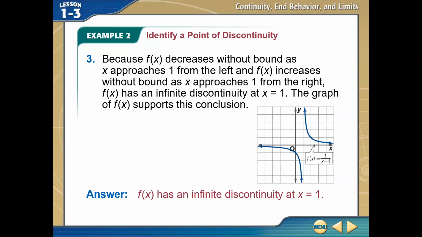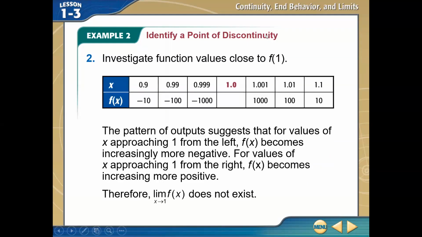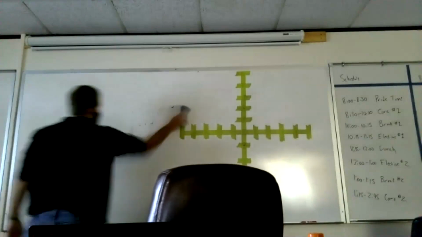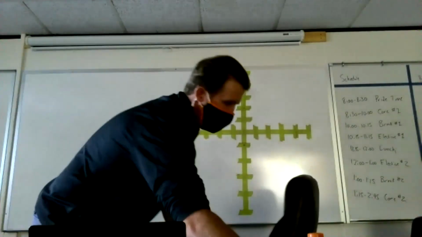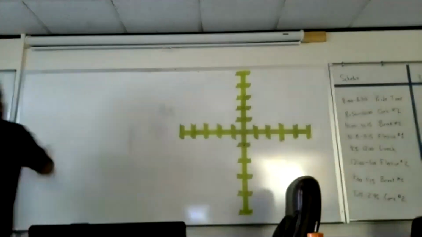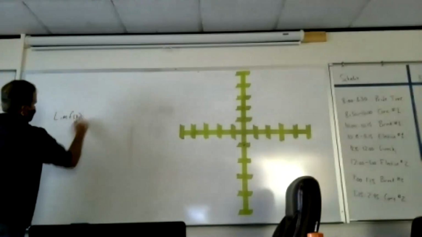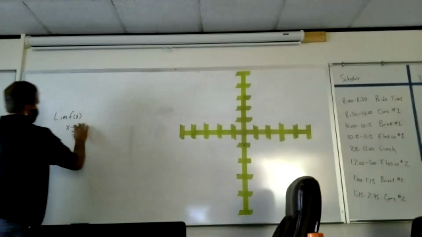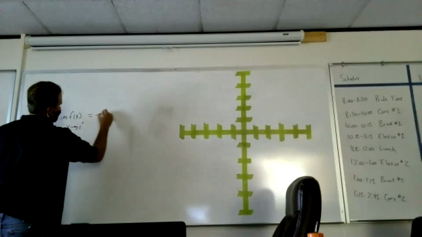Okay, another way that you could describe this second part here, using the symbols, makes your life a little bit easier, and you want to get accustomed to them. Like I said, you're going to see them again. These are pretty much your first experience. The limit of f of x as x approaches 1 from the left is equal to negative infinity.